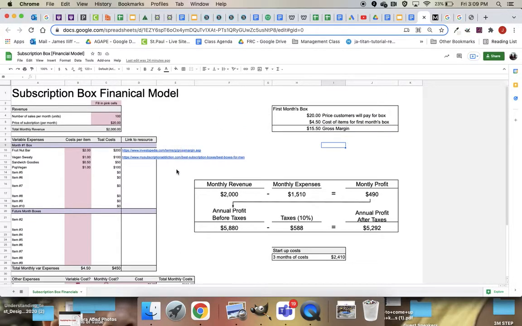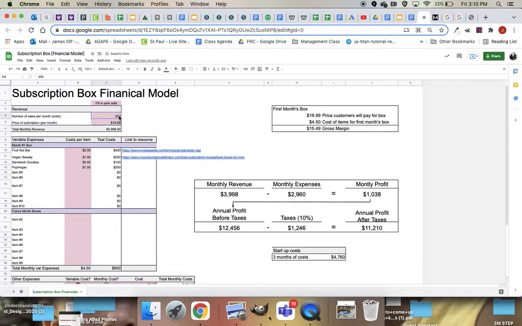Now, when you come out here, you're going to enter the total number of monthly sales you expect to make. So if you expect to make 200 boxes a month, selling 200 boxes a month, you're going to put that number there. Here you're going to put, hey, how much are you going to charge for your subscription box? Let's say you chose $19.99.